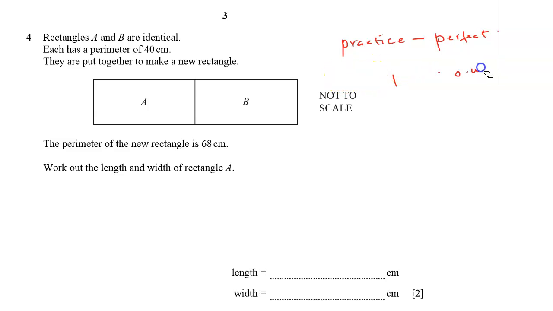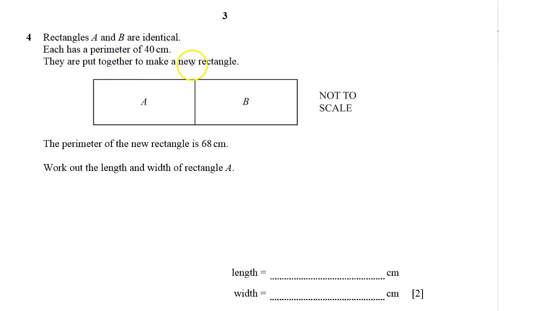That out of the way, we can go now to question number 4. You can solve question number 4. Rectangles A and B are identical. Identical means they have the same area. Each has a perimeter of 40 centimeters.